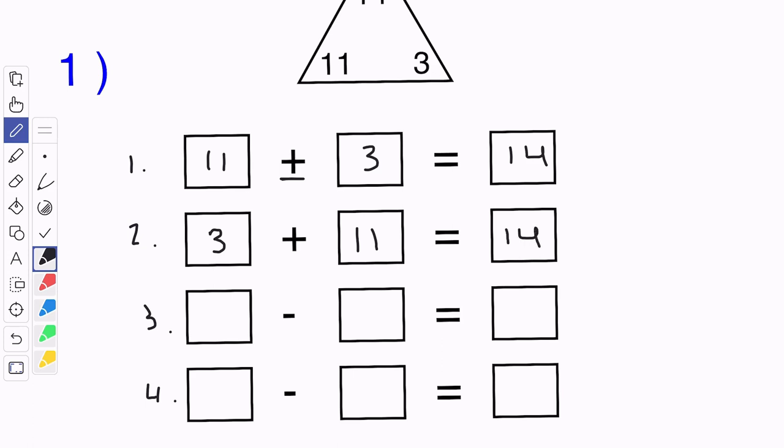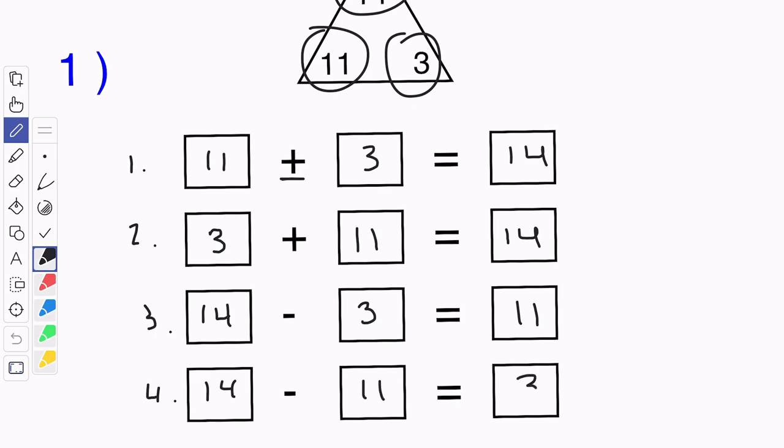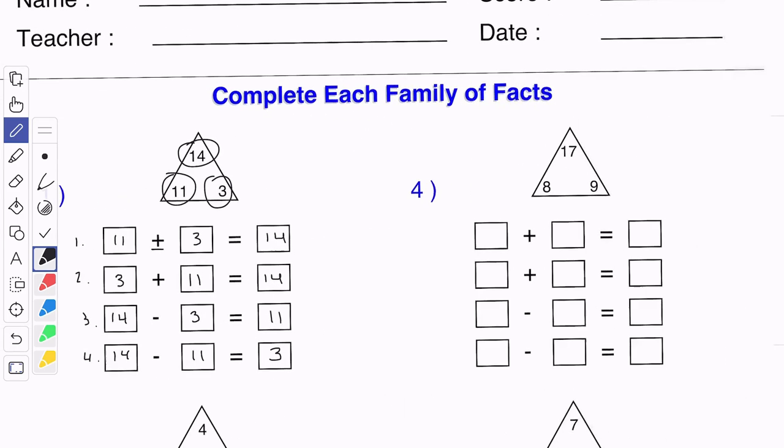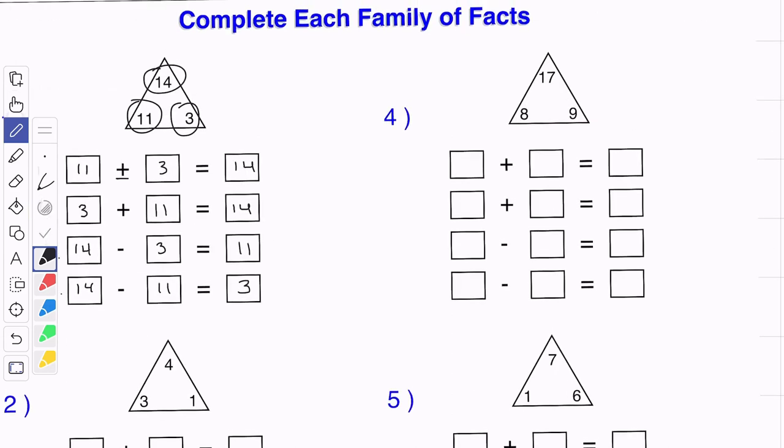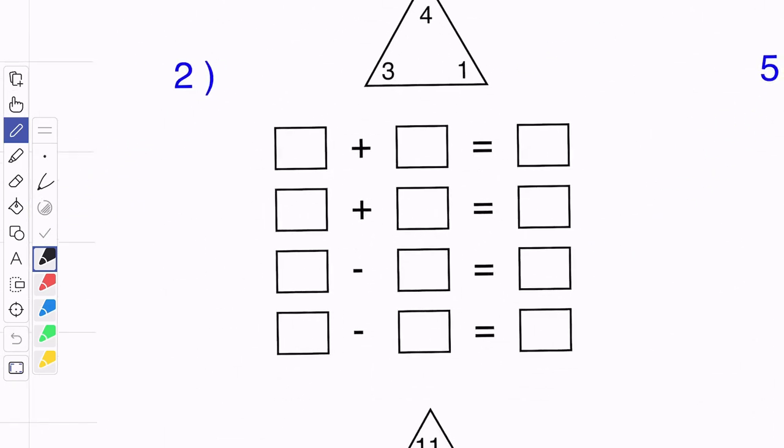The next two are subtraction ones. We would take a number, minus that from another number, and that should equal this number. With these 3 numbers right here, which ones could I subtract and get another number? I could do 14 minus 3 equals 11, or I could do 14 minus 11 equals 3. And that's how we do these fact families. So that's how I do number 1.